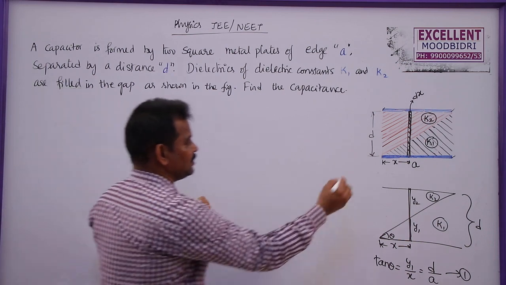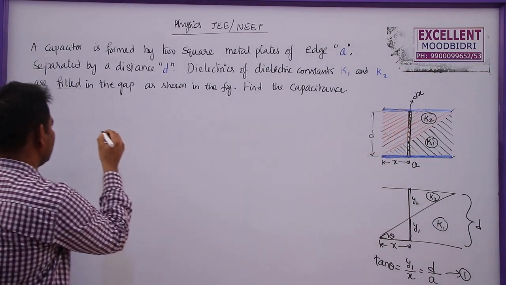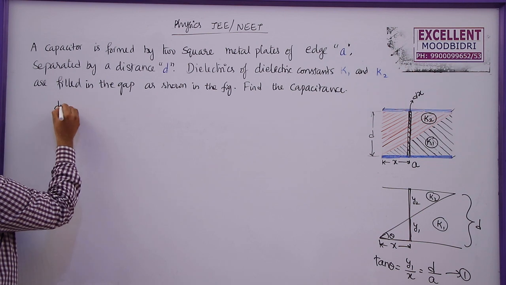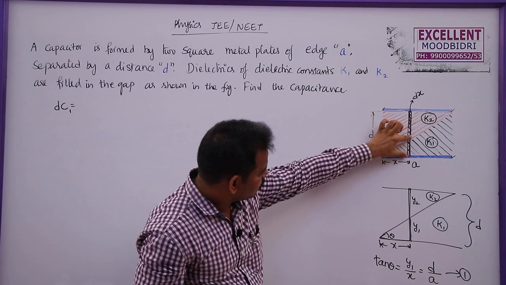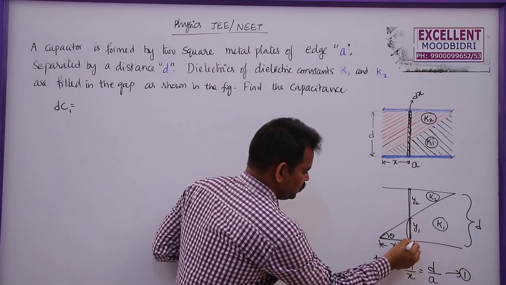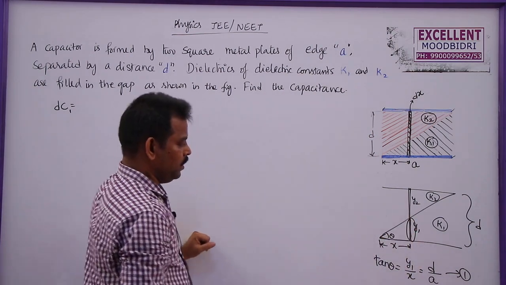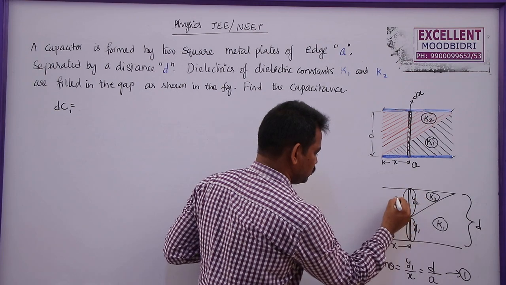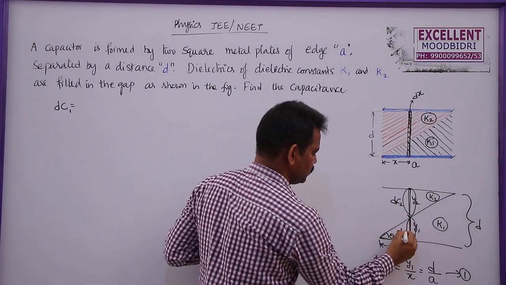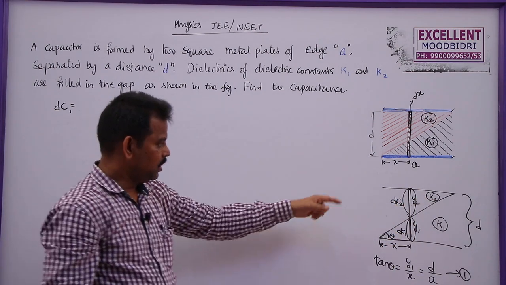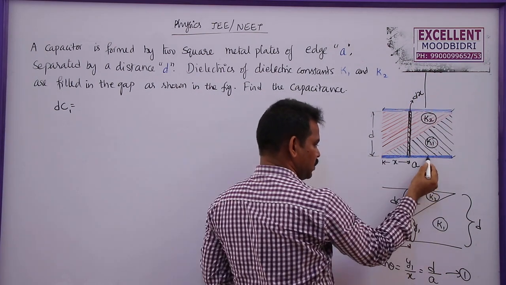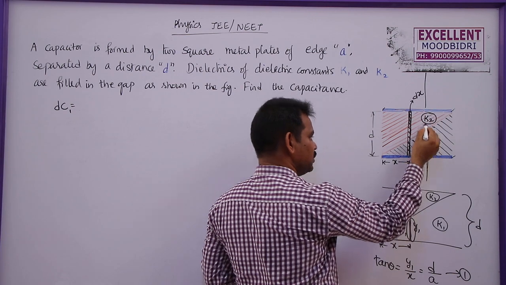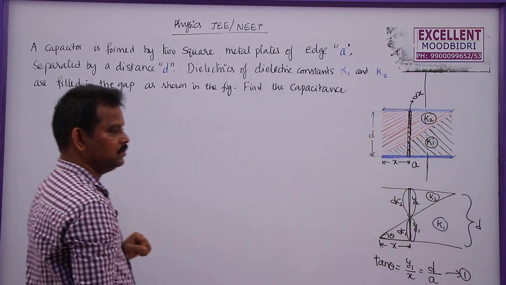Now what is the capacitance of this small strip? Let me write this as dC. First dC1 for the first plate, only this portion, dC1. And this is dC2, the second capacitor. This is the first capacitor. So here these are the wires that are joined. Whatever charge comes here will pass to this first and then to the second. So these two are connected in series.